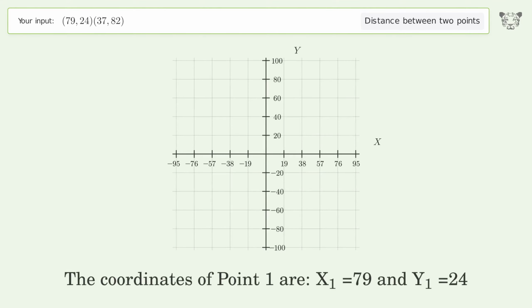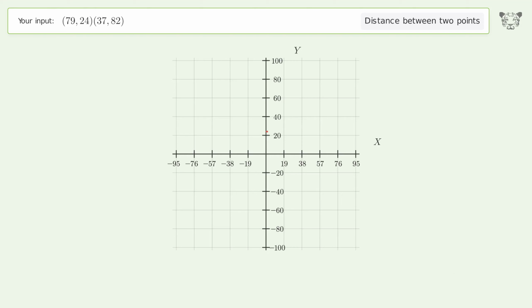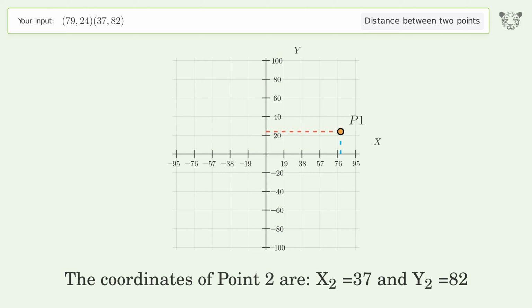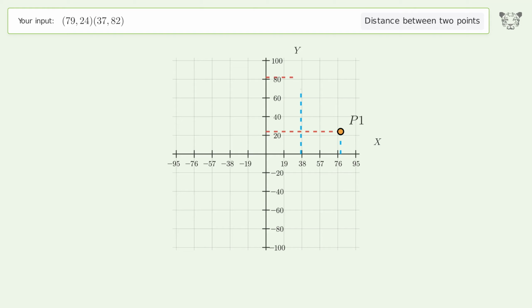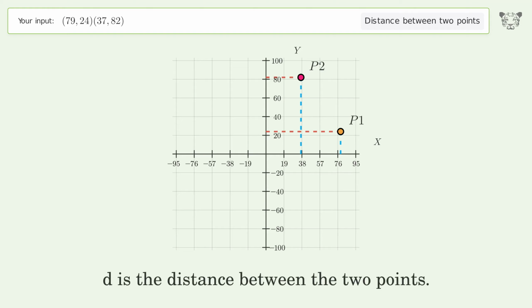The coordinates of point 1 are x1 equals 79 and y1 equals 24. The coordinates of point 2 are x2 equals 37 and y2 equals 82. D is the distance between the 2 points.